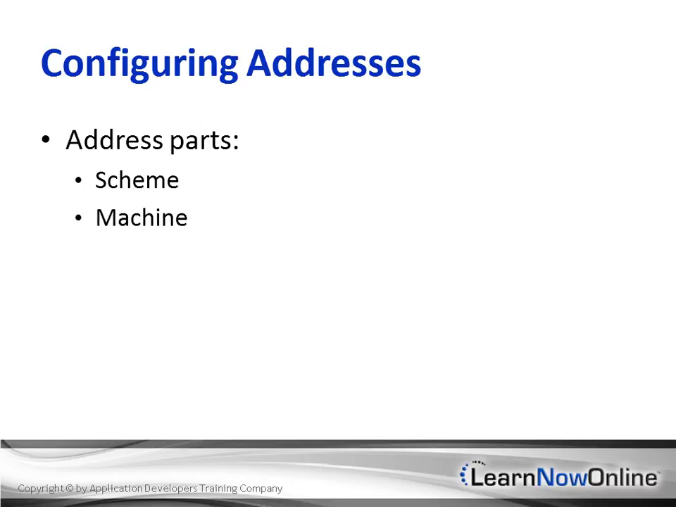The machine is the physical machine or the domain where the web service can be found. Ports can be added. They're optional though. And then there's a multi-segment path that you can add, which is a virtual description of how to find the web service. Let's go see how to work with addresses.